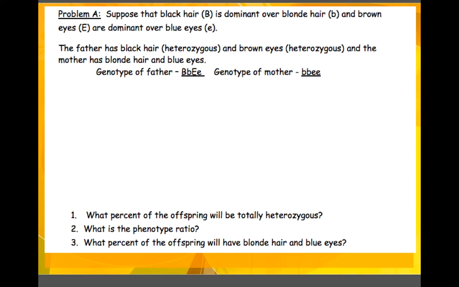Try this problem on your own, and we'll talk about it when you come back after the weekend.